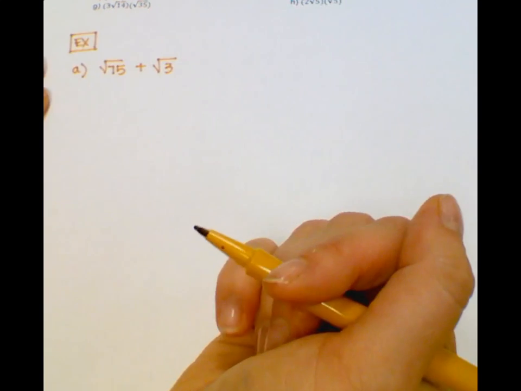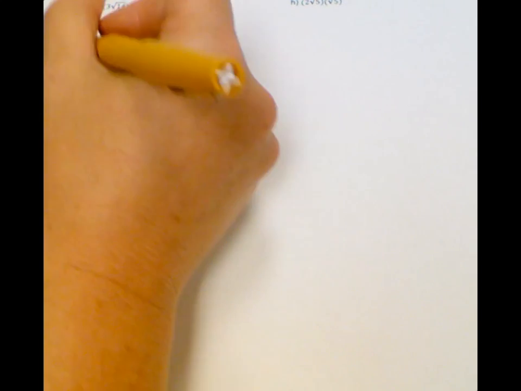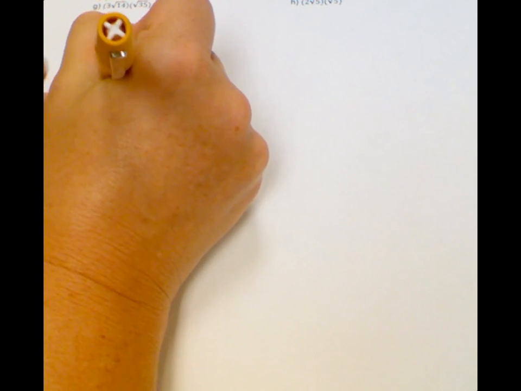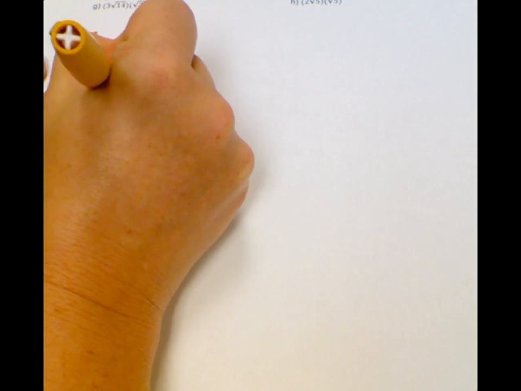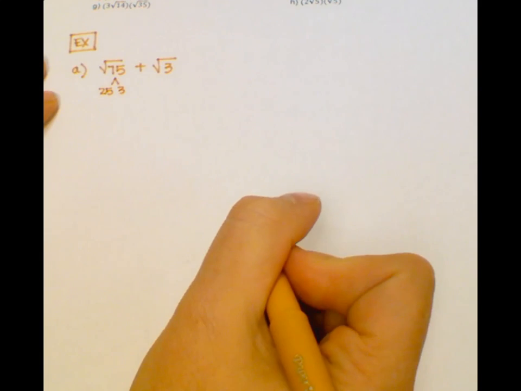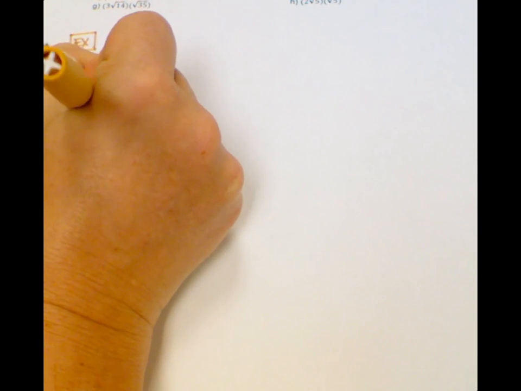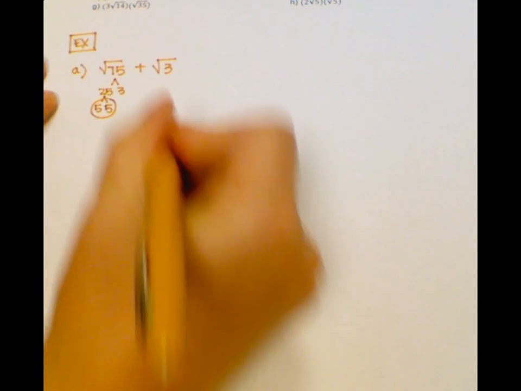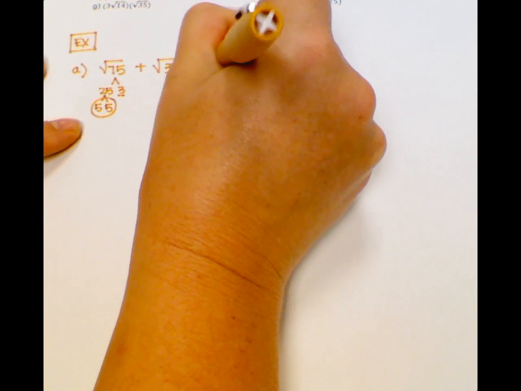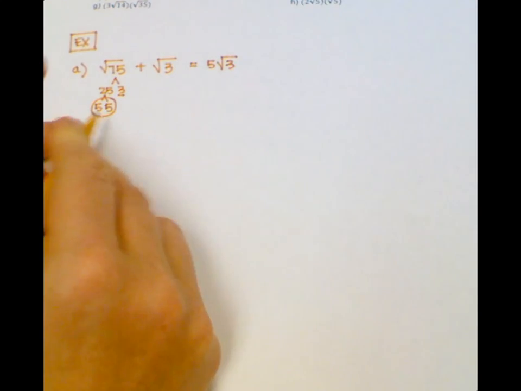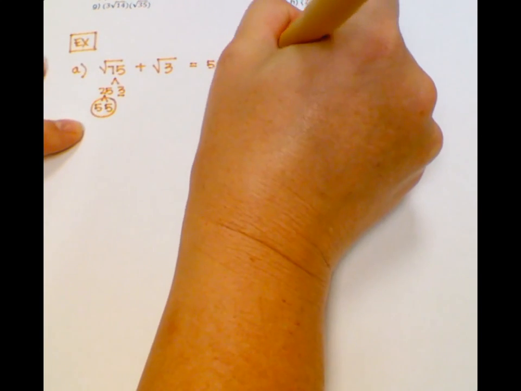I'm going to use the tree method because that's the one I like the best. But again, if you like the greatest perfect square one, you can do that one too. So I know 25 times 3 is 75. And then 25 is 5 and 5. So here's my partners. Here's my lonely. So partners go on the outside, lonely goes on the inside. So I got 5 radical 3 from this one, and I still have plus radical 3.